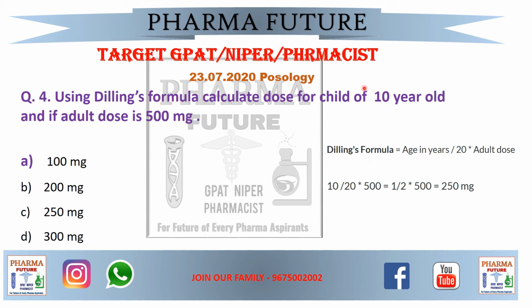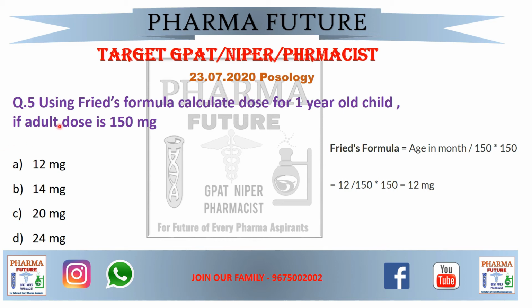Age in year is equal to 10, divided by 20 into adult dose. Adult dose is 500 mg, so we'll put 500 here. Then 10 by 20 is equal to 1 by 2 into 500 is equal to 250 mg. Then 250 mg is the right answer.